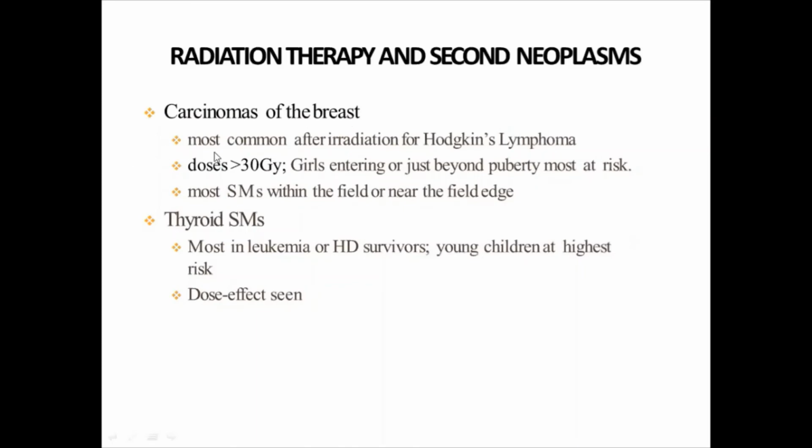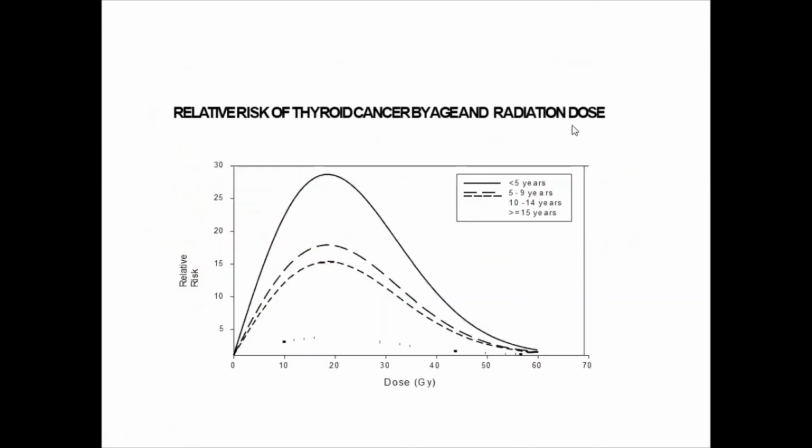Carcinomas of the breast are most common after irradiation for Hodgkin's lymphoma. With a dose of more than 20 gray, girls entering or just beyond puberty are most at risk, and most secondary malignancies occur within the field or near the field edge. Thyroid secondary malignancies are most common in leukemia or Hodgkin's disease survivors, young children are at highest risk, and a dose effect is seen.